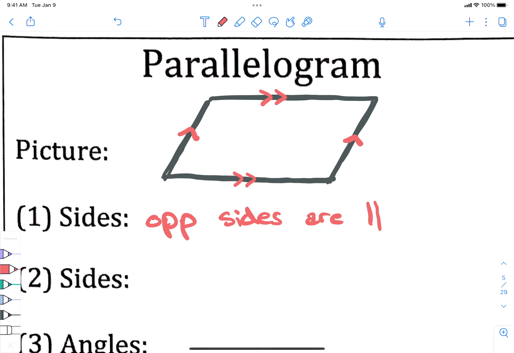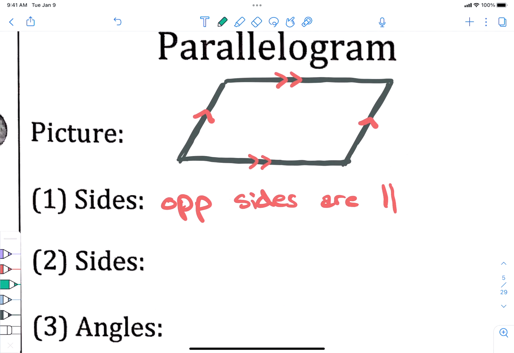And I'm using 2 marks, kind of like we would use 1 tick mark, 2 tick marks. I'm using 1 arrow versus 2 arrows. And those show which ones are parallel to each other, if it's not already obvious, right? It's pretty obvious already. Okay, sides. What other thing do we have about the sides? What else do we know about the sides? Yes. Are they all congruent? The opposite ones are congruent.